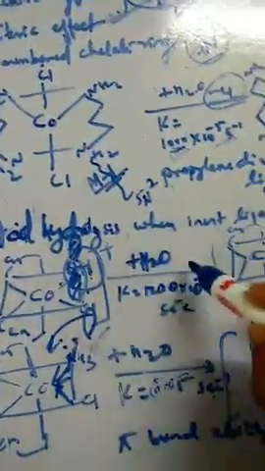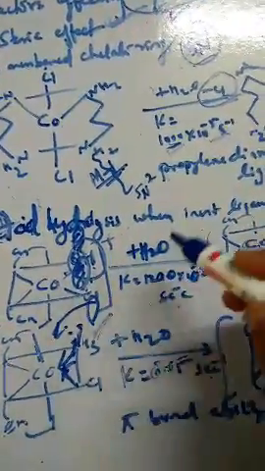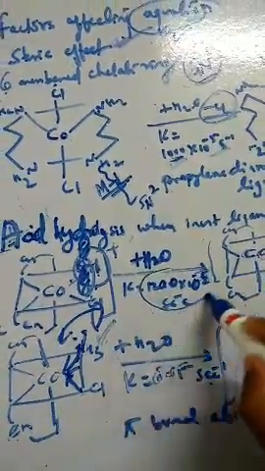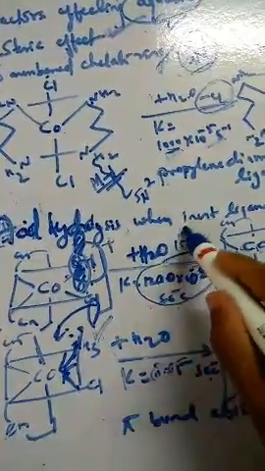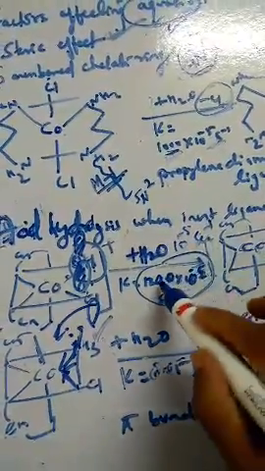Now you see here, I am going to do the rate of substitution. Water is the entering group. The rate of reaction you can see here is 1200 into 10 to the power of minus 5 per second for this OH complex, and you get substitution here, OH2, so substitution is complete. The complex has a plus 2 charge.